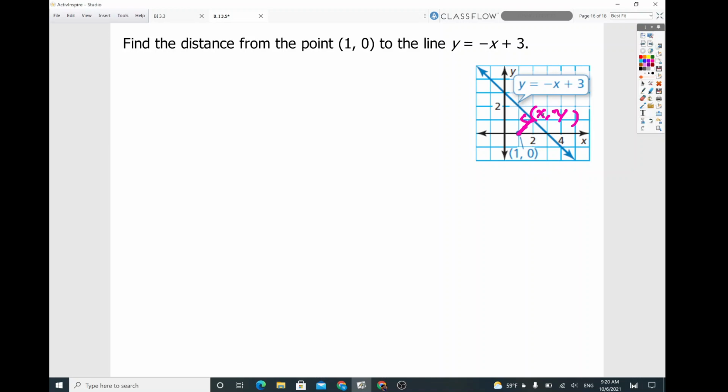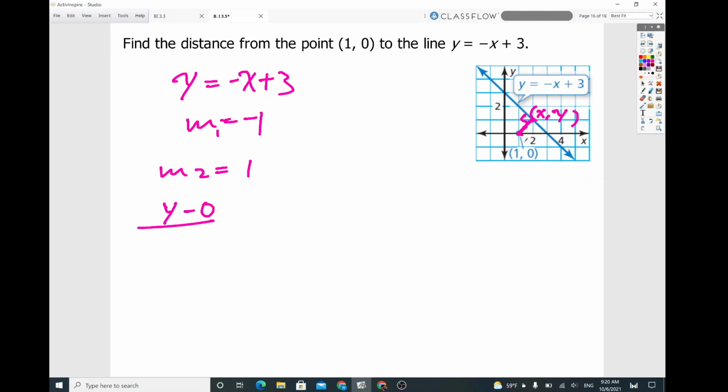So what we can do is start off with the slope of this given line right here. So y equals negative x plus 3, so the slope would be negative 1. As we can see, the distance from the external point to the given line, the line segment, is always perpendicular. If that's perpendicular, that means the slope is the negative reciprocal. So then that turns out to be positive 1. And then using that slope and the given point, we can generate the slope formula, which is y2 minus y1, so y minus 0, equals x minus 1.